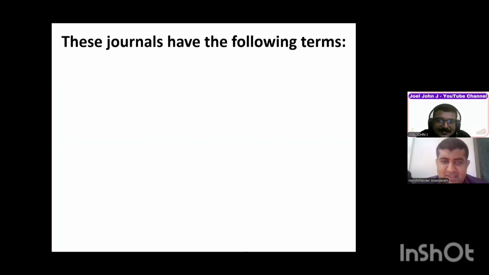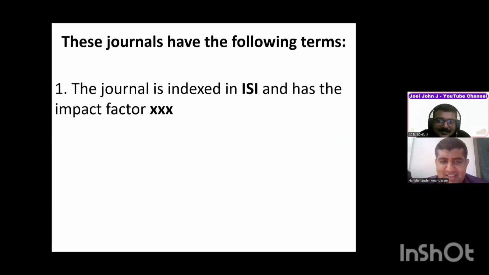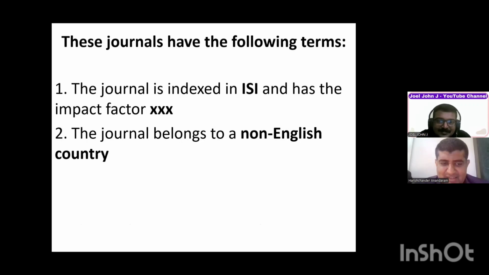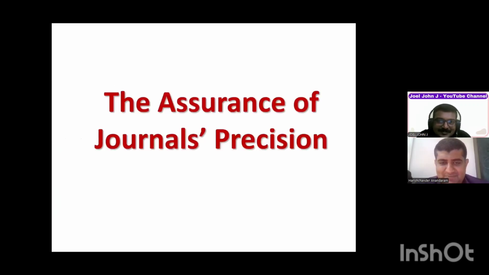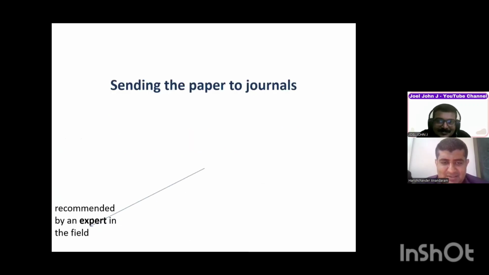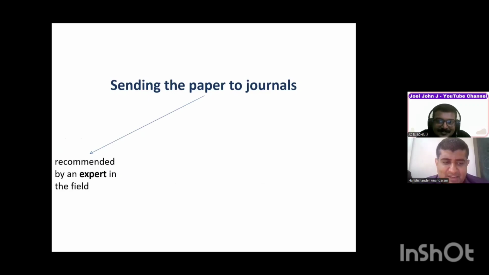So in these fake journals, terms like ISI has impact factor and all these terms, it is actually ISI Thomson Reuters impact factor. It will be written as ISI and impact factor. And then they are in non-English speaking countries, because nobody can question the grammar. No well-known publishers. Obviously, if it is a well-known publisher, they can catch him. So the assurance of precision involves sending a paper to a journal recommended by an expert in the field, which will not be there, and they do not have a special scope.